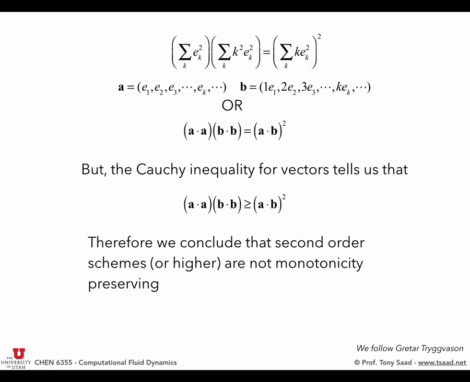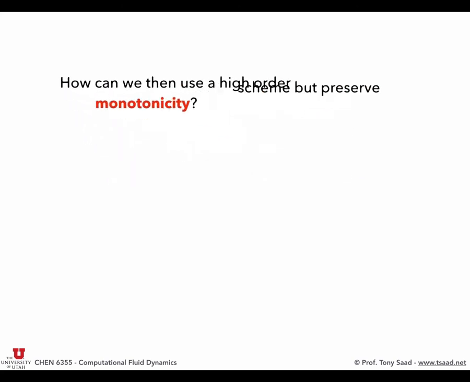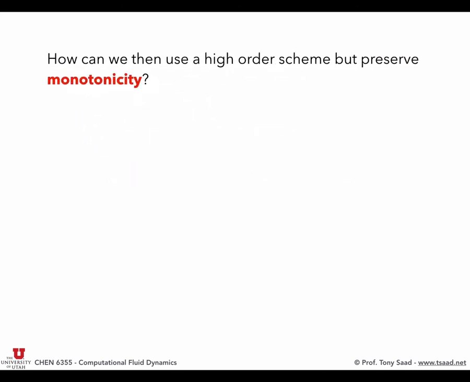But the Godunov theorem is essentially a pessimistic prediction. Like, how can we get high order accuracy in space while preserving monotonicity? Can we ever do that? Okay. Well, we're doing numerical methods, so we can be very creative. There are two ways to address this.